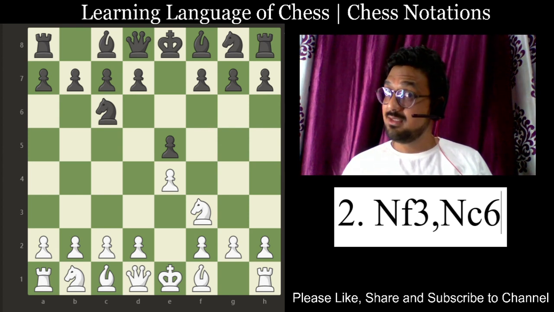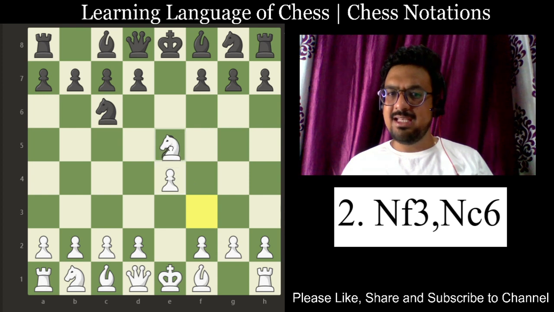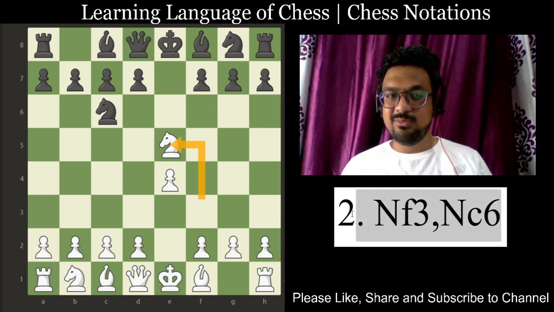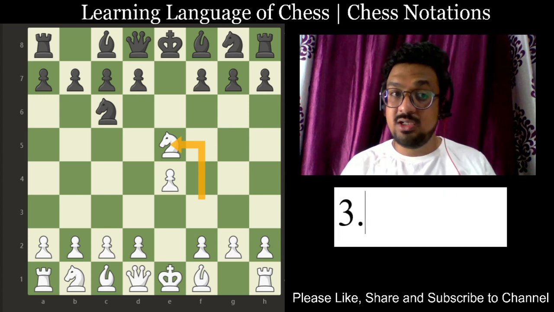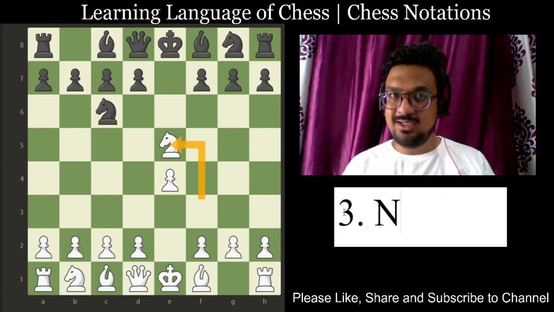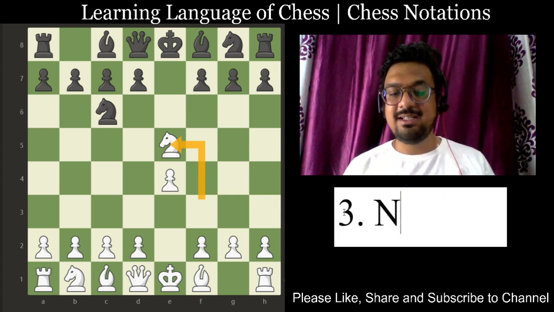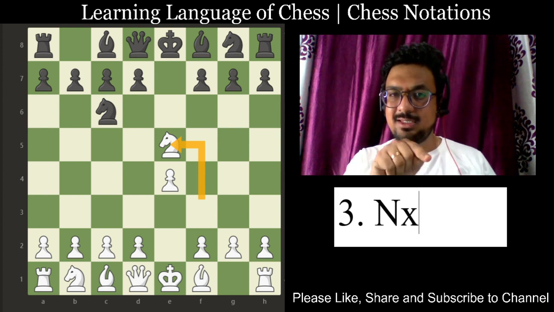What happens if one piece captures the other piece? Let's take an example. This knight becomes over ambitious and says, I'm going to capture this black pawn. So now the knight has moved here and captured the black pawn. This is the third move. So how to write the captured move? It is knight and the capture is written as cross.